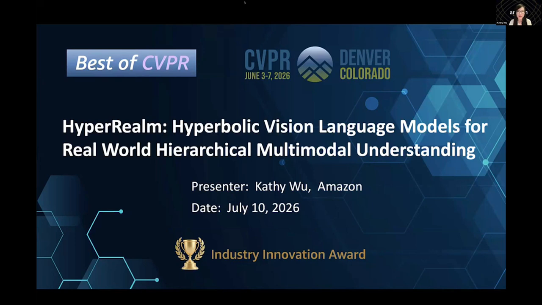Today, I will show how we fundamentally re-imagine vision language models by replacing Euclidean geometry with hyperbolic space. It's a very powerful change that unlocks better hierarchical understanding across image and text.